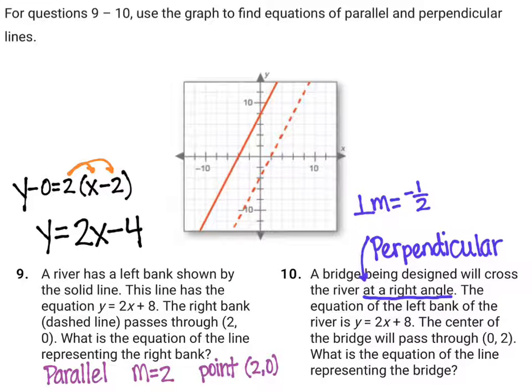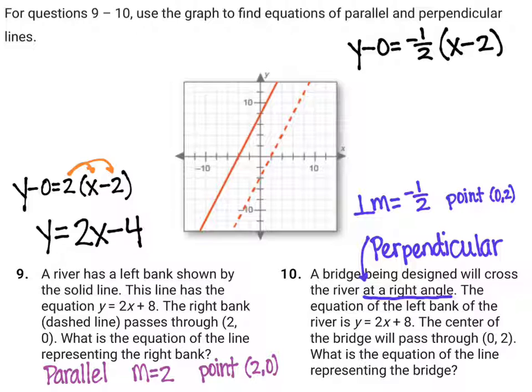So the slope of the bank is 2, and therefore the slope of the bridge, which is going to be perpendicular, is -1/2. It has the point 0, 2. So we write the equation. Once again, we don't like that minus 0, and we're going to distribute the -1/2. And so that's the end of your checkup.